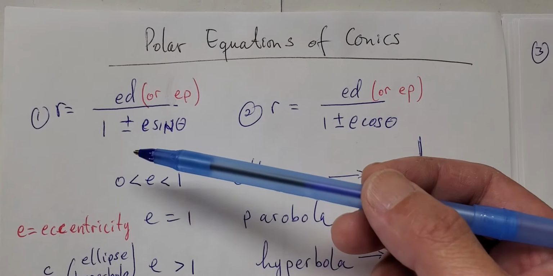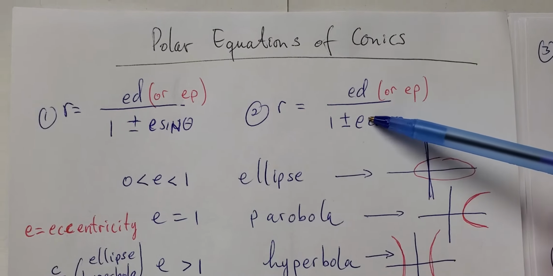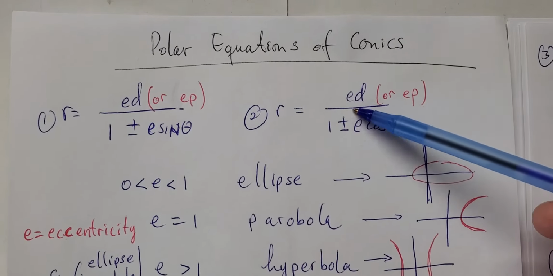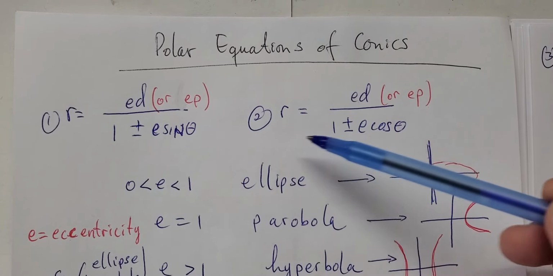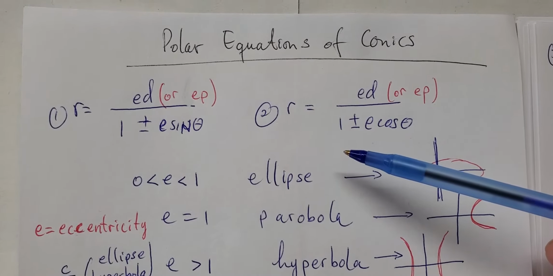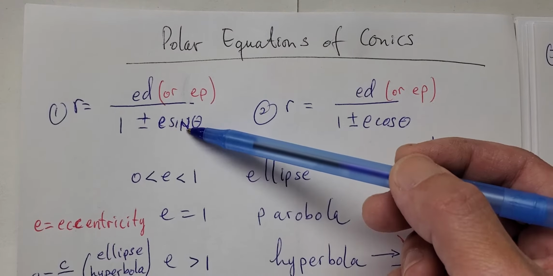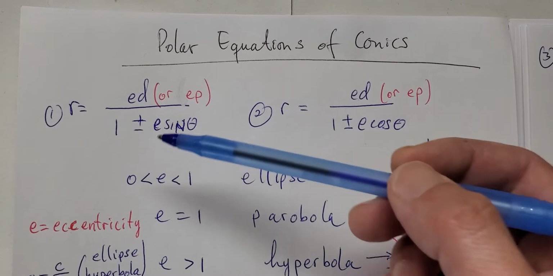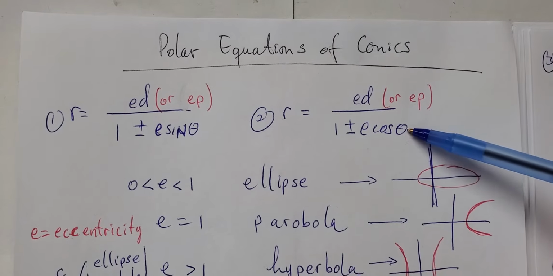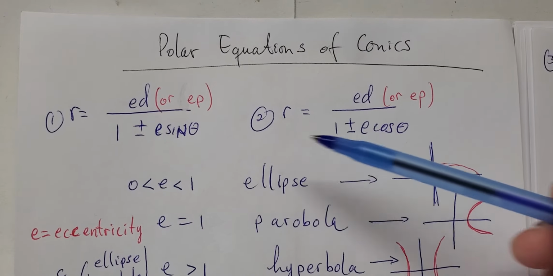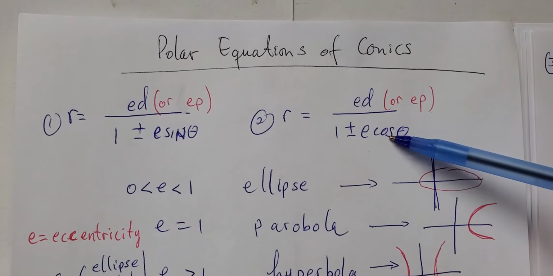You have two forms, one for sine, one for cos. Each one of them has plus and minus. So technically there are four versions of this, okay? But in general, it's just sine and cos. One for plus and minus, the other also has plus and minus. So there are four of these.